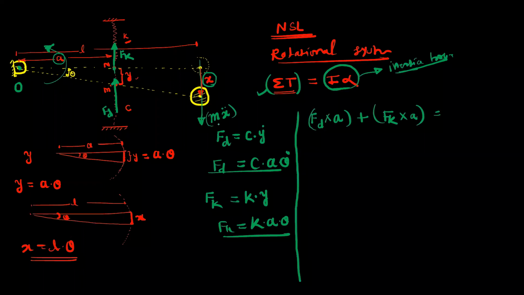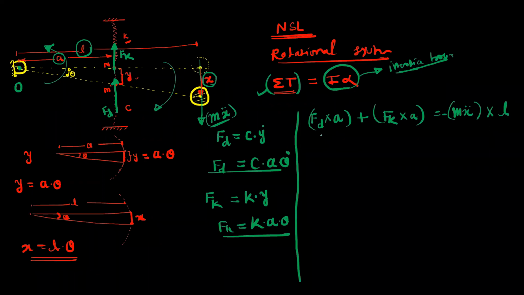So for the inertia torque, we should take the moment by this vector. So actually this is a force vector, inertia force, and its perpendicular distance is L with respect to point O. So I will write here m x double dot, this is the force, into perpendicular distance L, and this moment is in the clockwise direction. So this is negative.